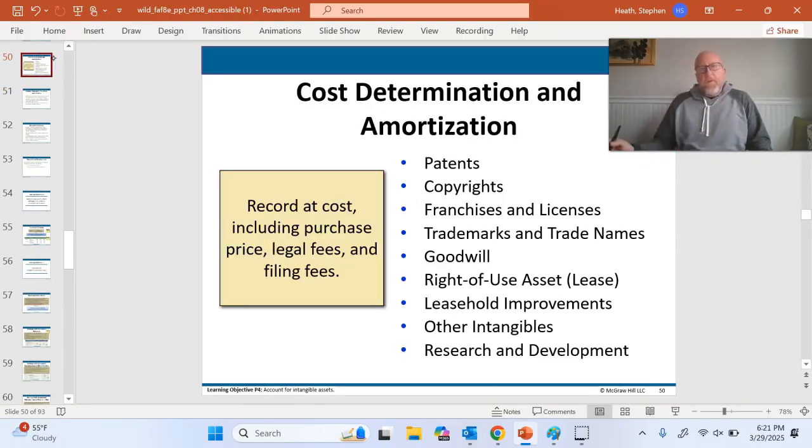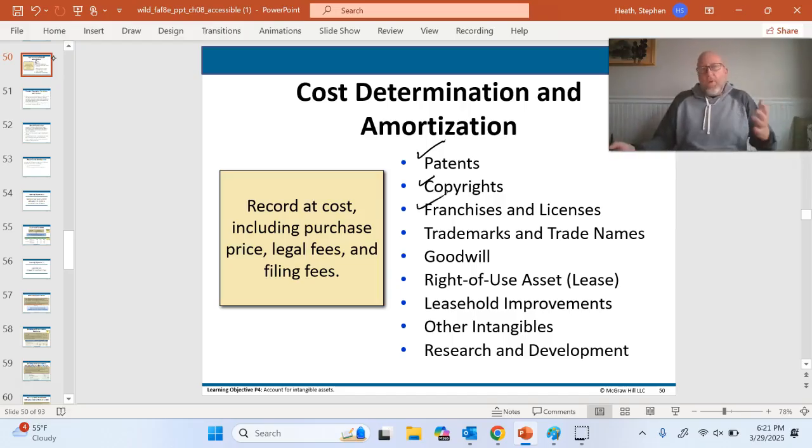Just one more. Right, so all of our intangible assets, the most common intangible assets are definitely patents. Those are going to cover ideas like technology and cell phones or computers. We can do copyrights, which are going to protect written works like songs and books, right? We can have franchises and licensees, right?